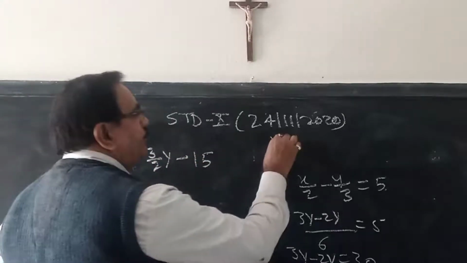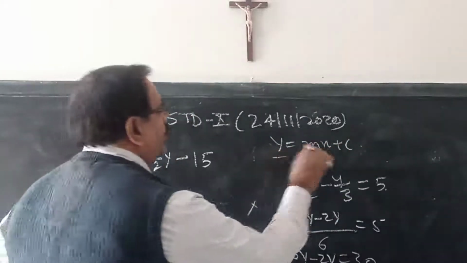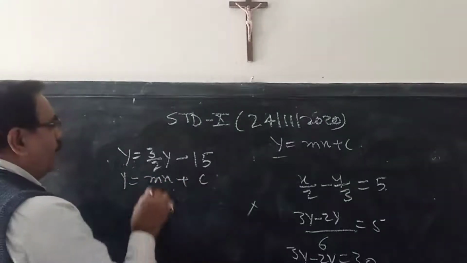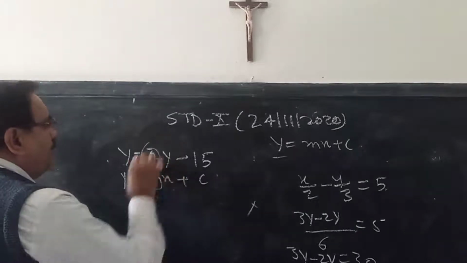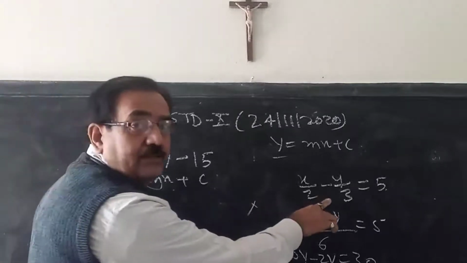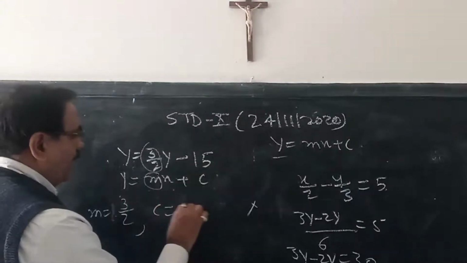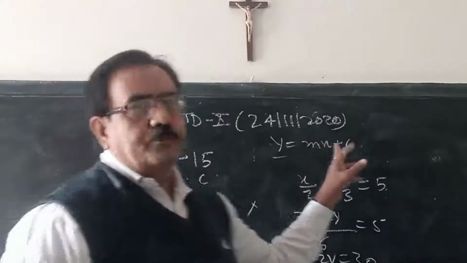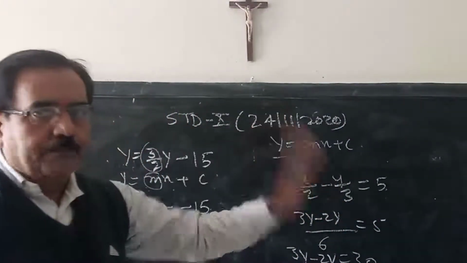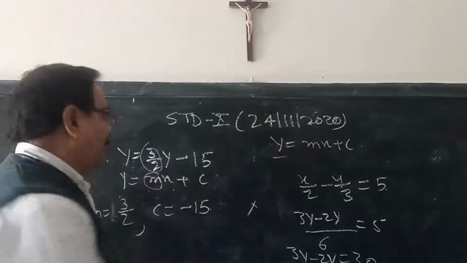After writing in this form, y is equal to mx plus c, we will compare with this equation. When we compare, in place of m there is 3 by 2. The slope of this line is 3 by 2 and y-intercept is minus 15. So we have two uses of this equation: to find the slope and y-intercept after comparing, and, when slope and y-intercept are given, to find the equation of the line.